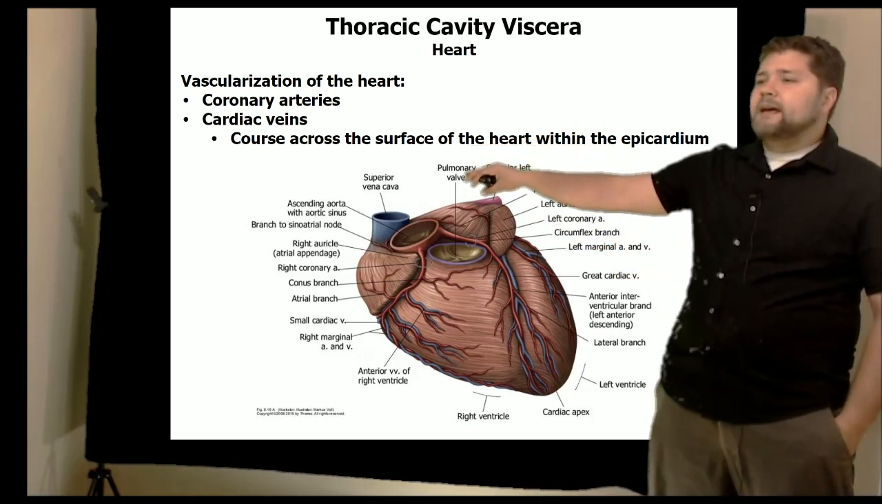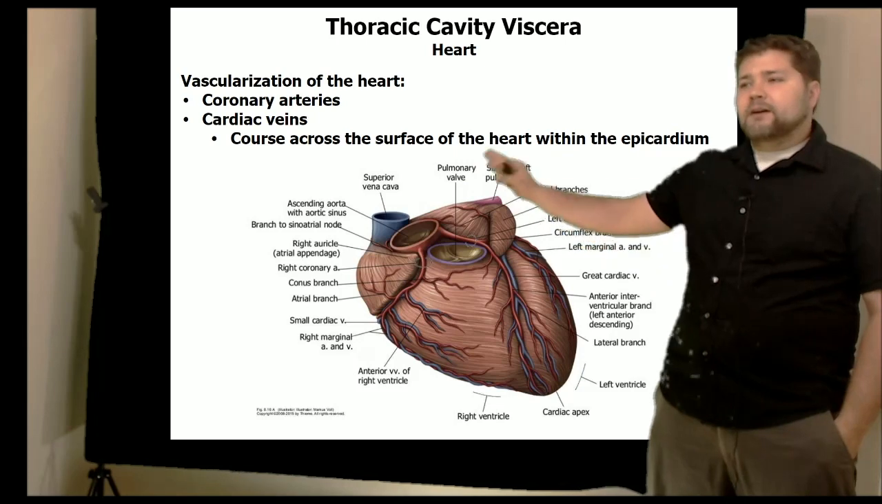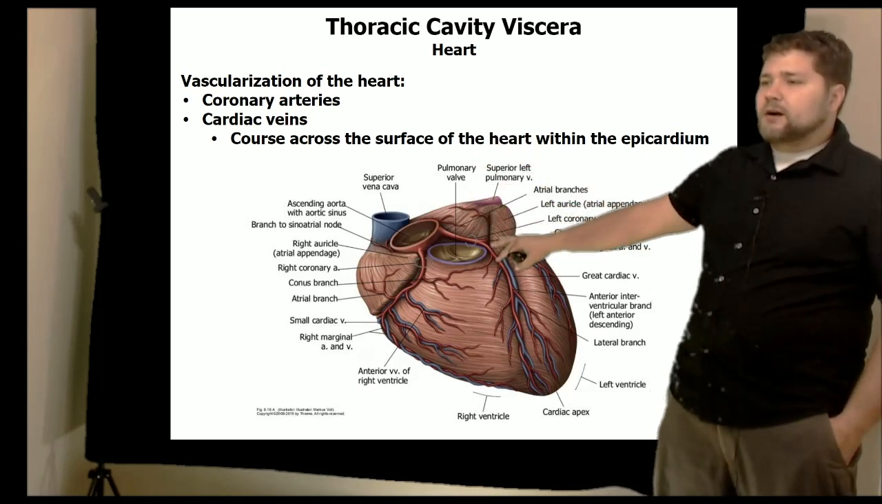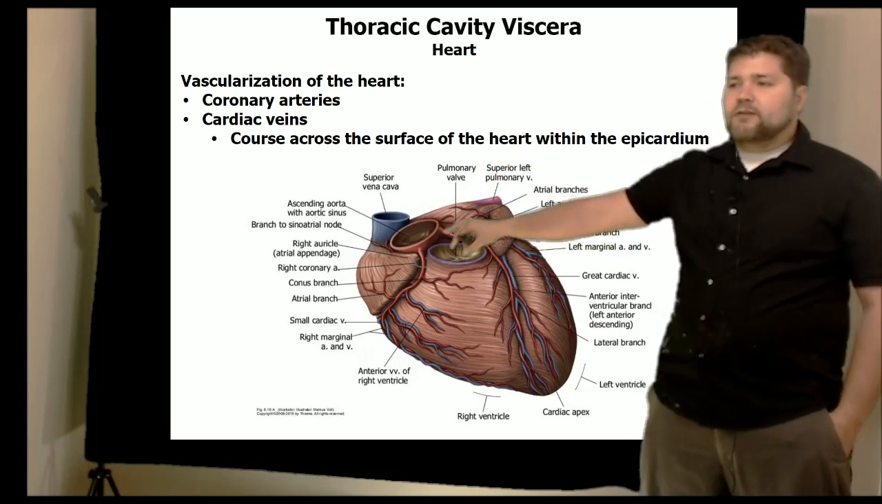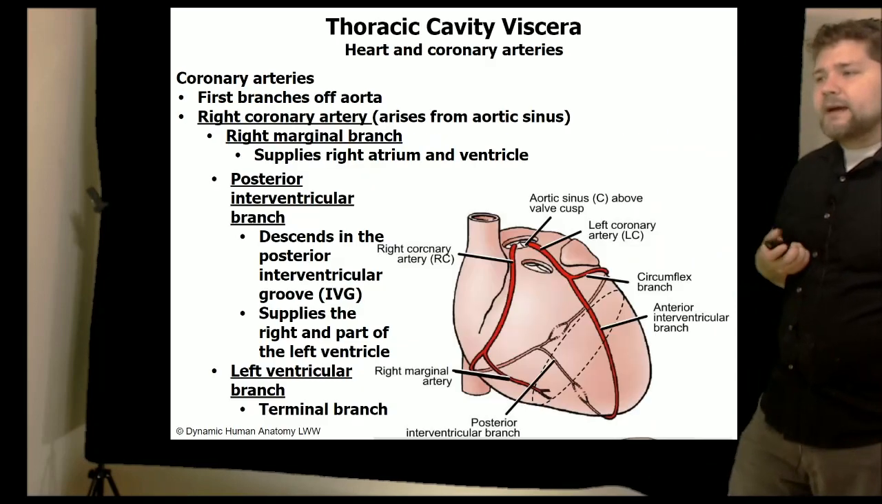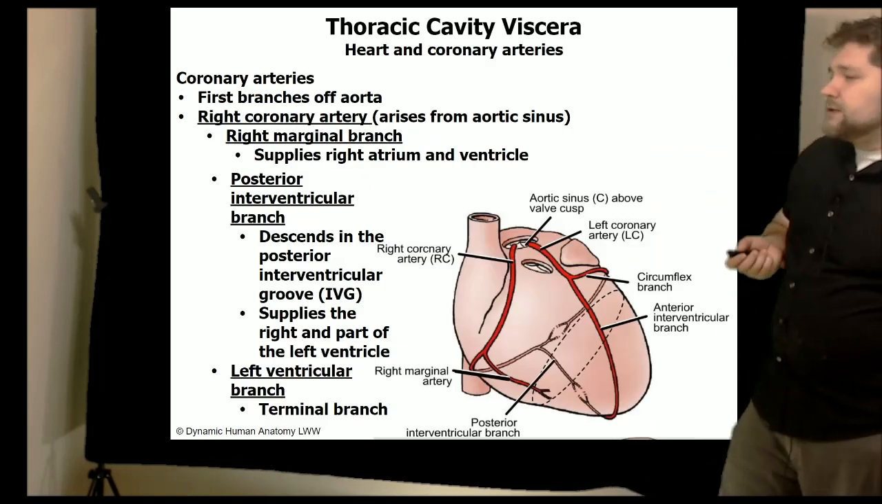Those coronaries are going to return blood via the cardiac veins, and those are all going to be spread out. If you look at the surface of the heart, you're going to see arteries and veins spread throughout, but there is method to their madness. So let's take a look at the coronaries first.